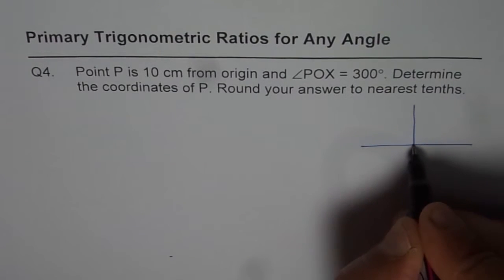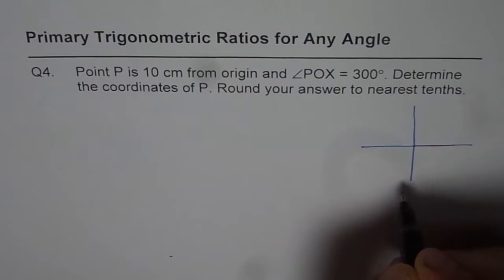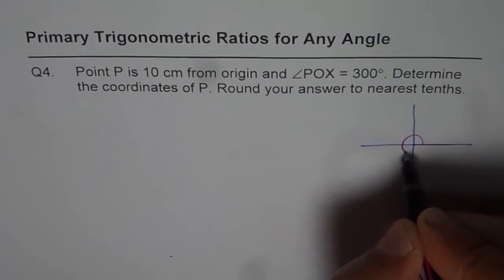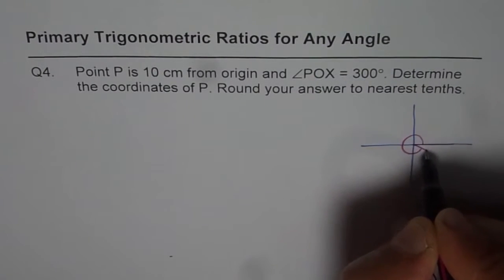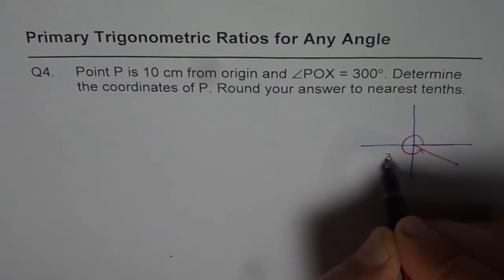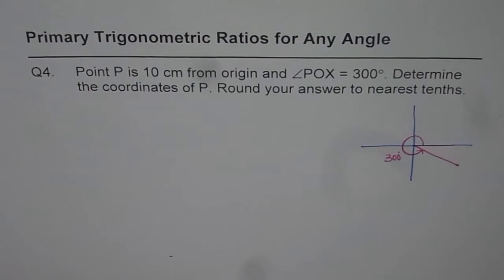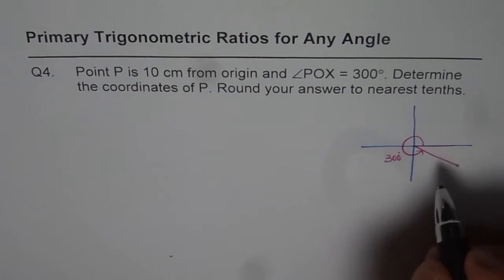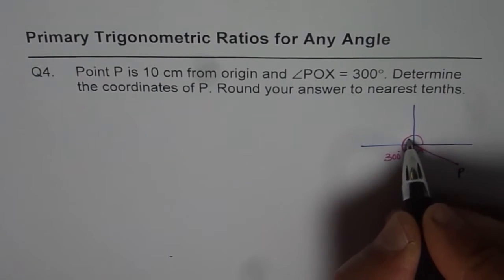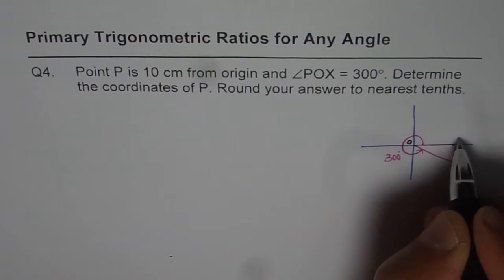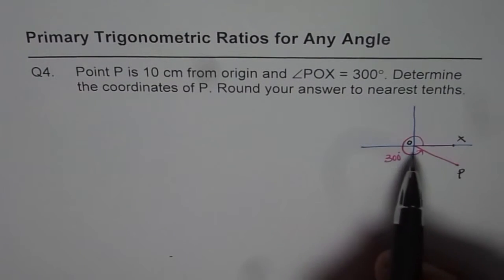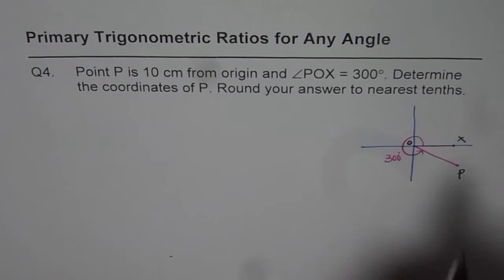So the initial arm is along the x-axis and you go around like this to 300 degrees and there it is. So that is 300 degrees, right? Now you have the point P here. Origin is O and this starting point is X. So that is angle POX. Always the angle will be treated counterclockwise. So that is how it is.